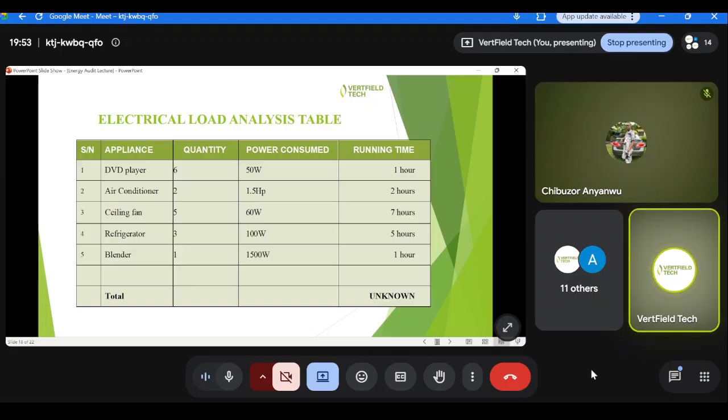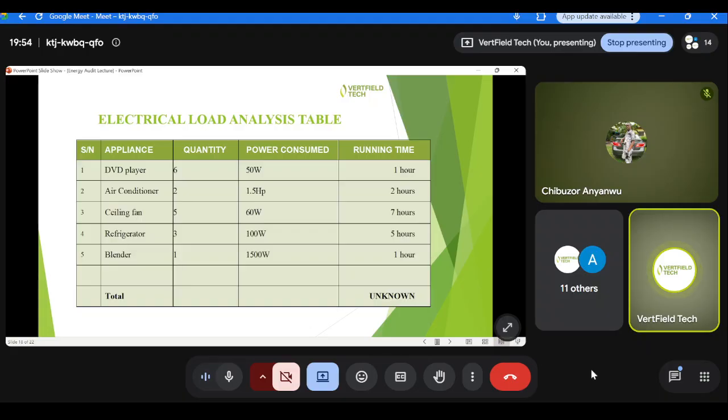So you use a formula to get the energy need of the facility, and that formula says energy consumed is equal to quantity of appliance multiplied by the power consumed multiplied by the running time. Quantity of appliance multiplied by the power consumed multiplied by the running time.